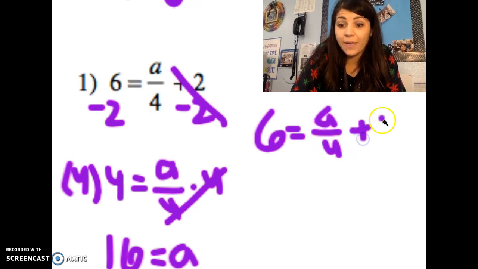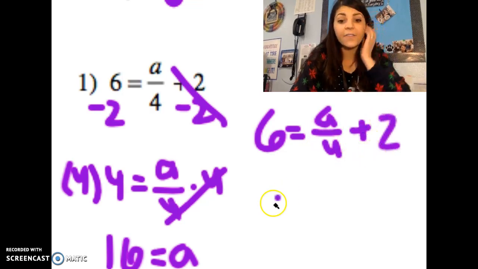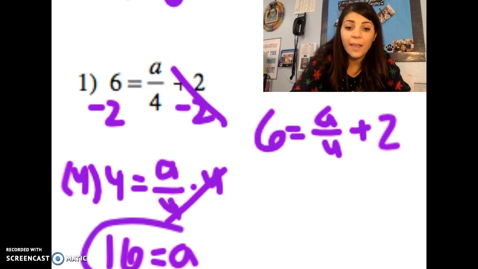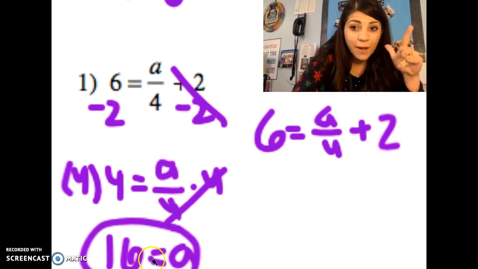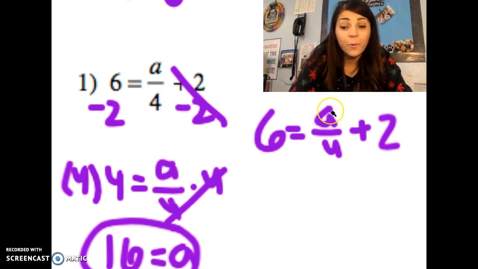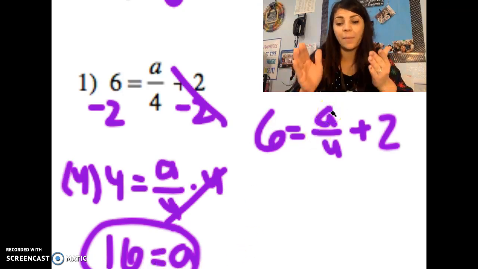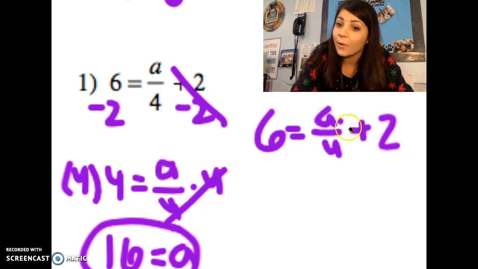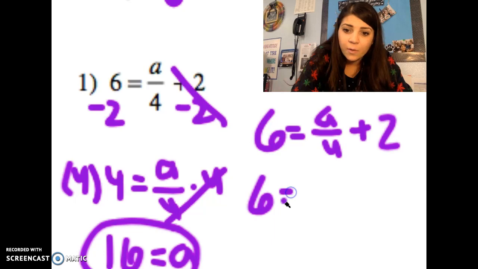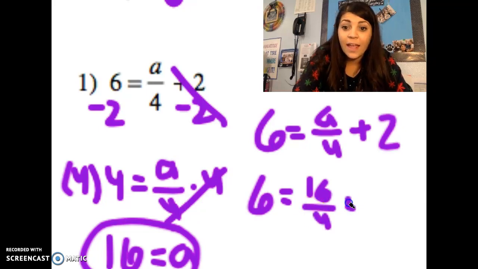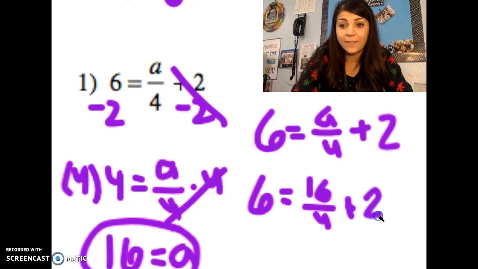My second step is then going to be that I have to take whatever number I thought my answer was, hint, hint, it's 16, right? And I'm going to plug it in for wherever I see the letter a in my equation, right? So I only see a once here, so I'm going to do 6 equals, here's the a, I'm going to plug in 16 instead, right? 16 over 4 plus 2. And now we solve to see if it's true.